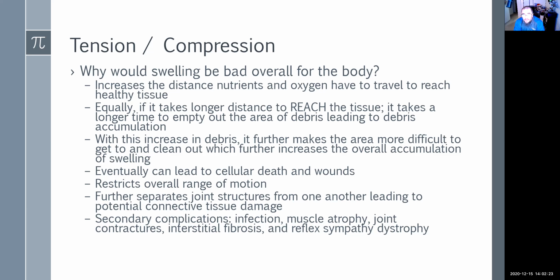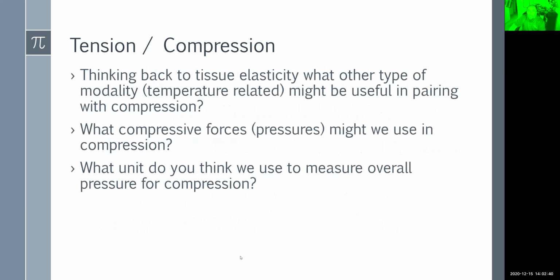Now, once you have that, it further separates the joint structures from one another, leading to potential connective tissue damage as well. Secondary complications include infection, muscle atrophy, joint contractures, interstitial fibrosis, RSD. There's all kinds of problems that go along with that. And we'll talk about all of those in patho.